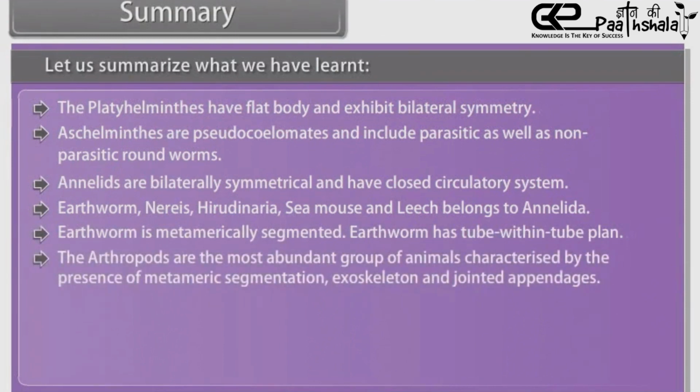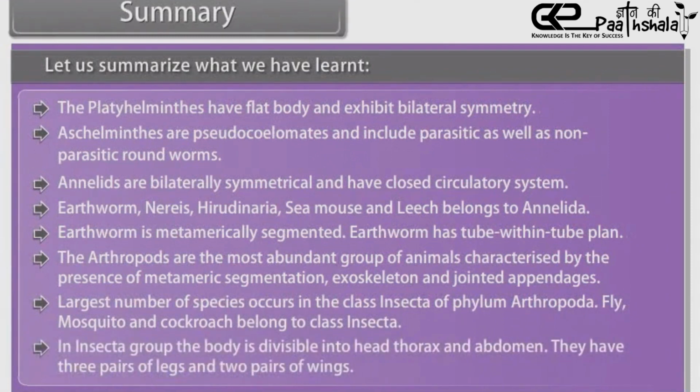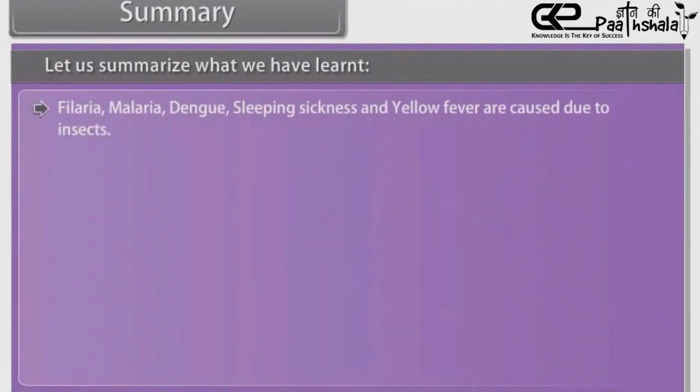The arthropods are the most abundant group of animals, characterized by the presence of metameric segmentation, exoskeleton and jointed appendages. Largest number of species occurs in the class Insecta of phylum Arthropoda. Fly, mosquito and cockroach belong to class Insecta. In Insecta group, the body is divisible into head, thorax and abdomen. They have 3 pairs of legs and 2 pairs of wings. Filaria, malaria, dengue, sleeping sickness and yellow fever are caused due to insects.